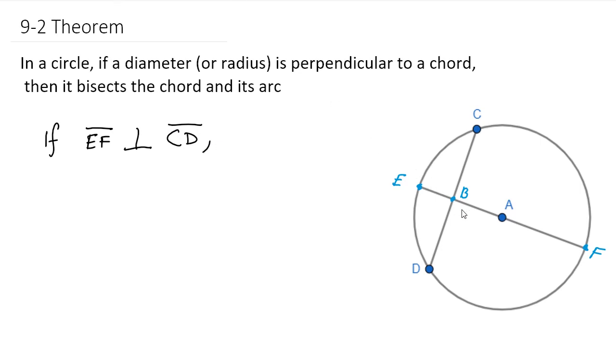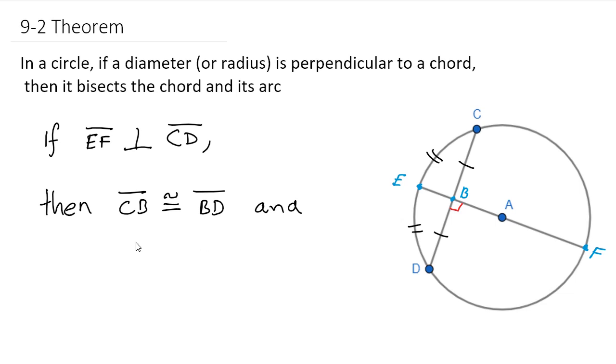So let's go ahead and show that they're going to be perpendicular. When that is the case, we're going to be able to conclude that the diameter will bisect CD. So we're going to end up with CB and BD being congruent. So segment CB will be congruent to segment BD, and also the corresponding arcs. So arc EC and arc ED will be congruent.